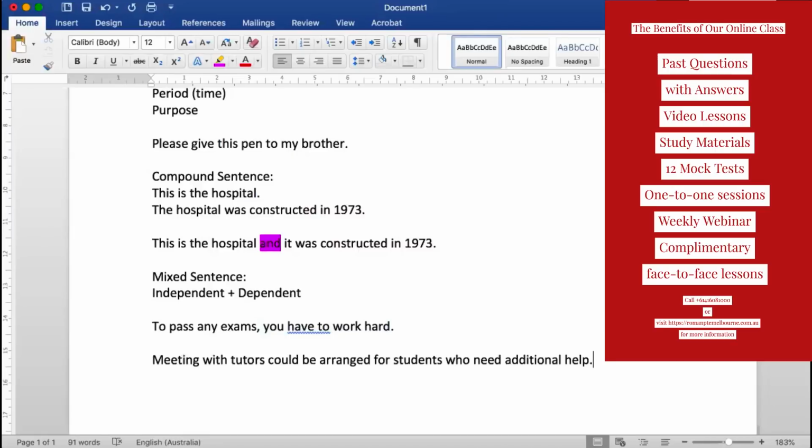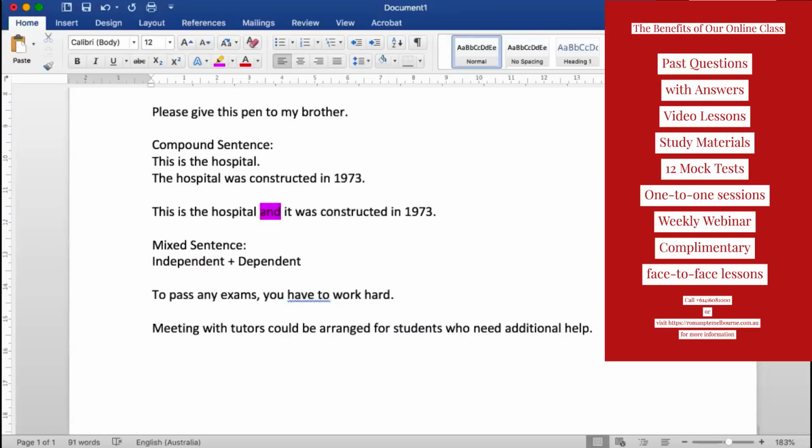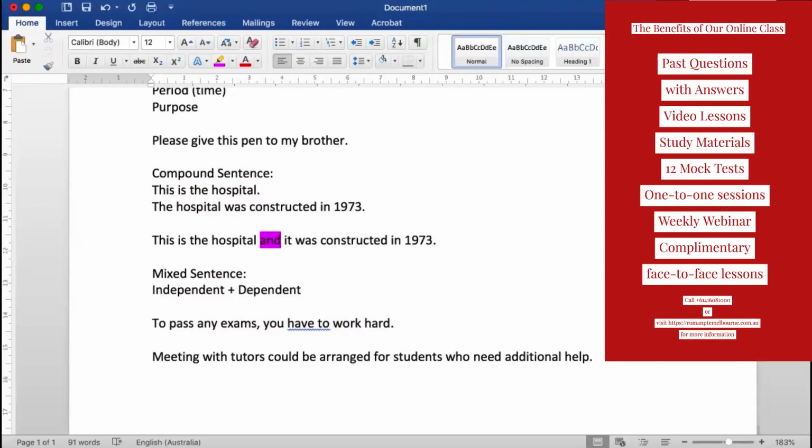Meeting with tutors, could be arranged for students who need additional help. And in the exam, let's say you have to write this and you are scared that you might forget a part of the sentence, I suggest you do this.